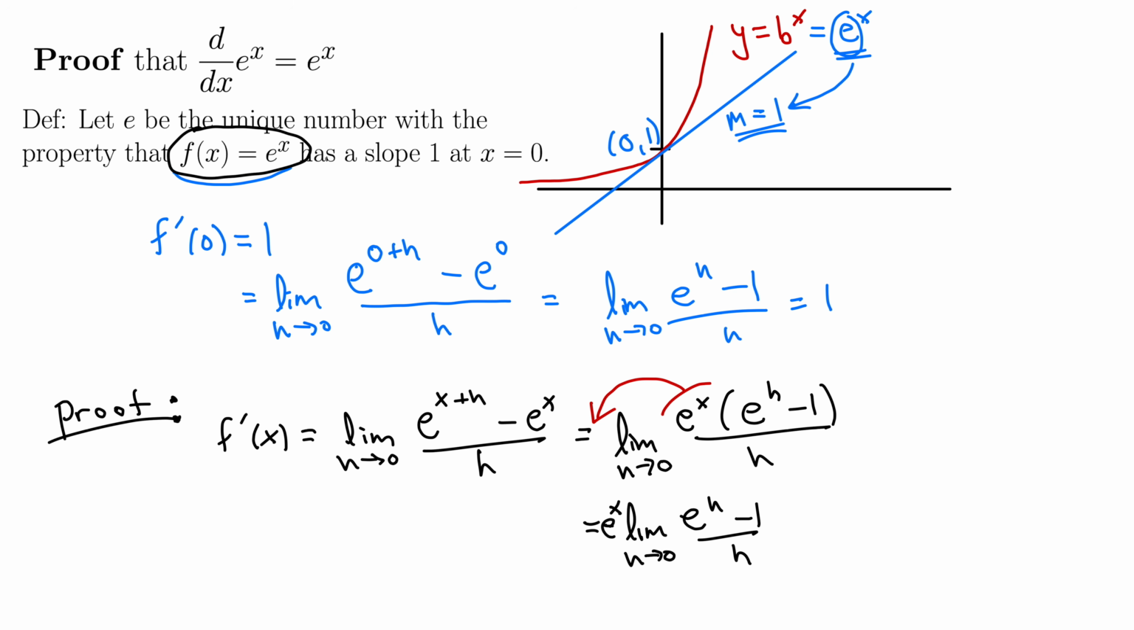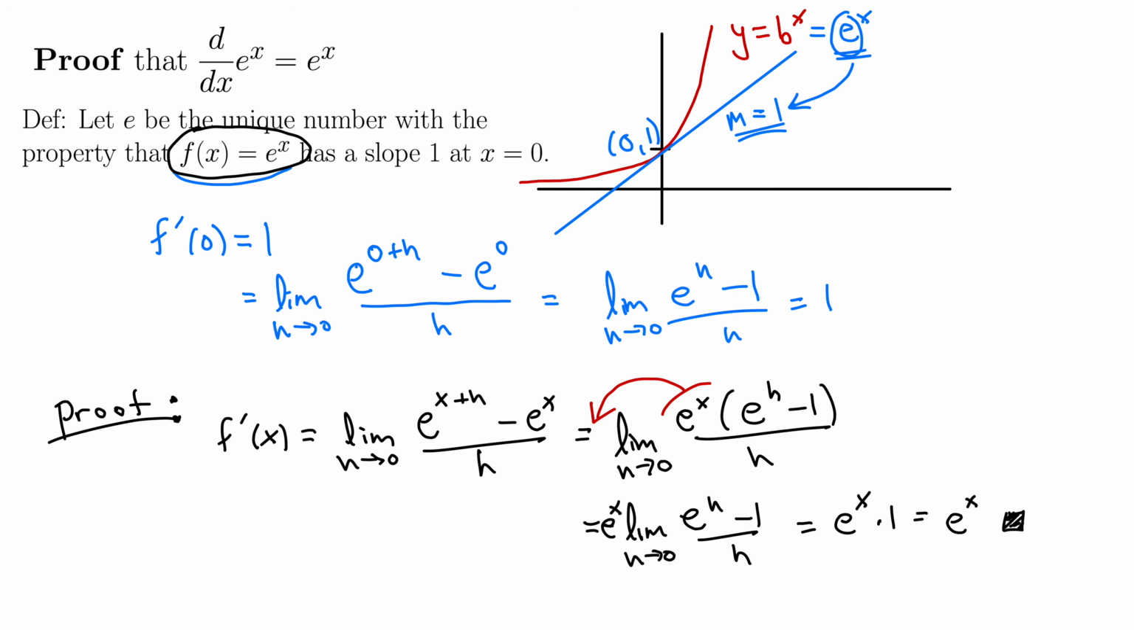But remember that that exact quantity, the limit as h goes to 0 of e to the h minus 1 all over h, is already equal to 1. We already know that's equal to 1. So this gives us e to the x times 1, which is e to the x. And that's what we set out to prove. All right, so we get to do our little proof box there. And there you have it.